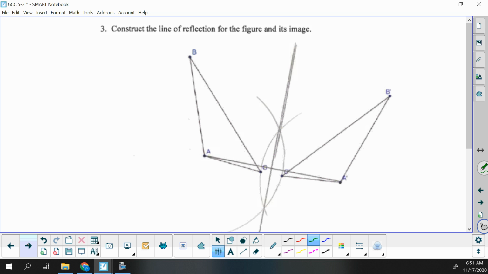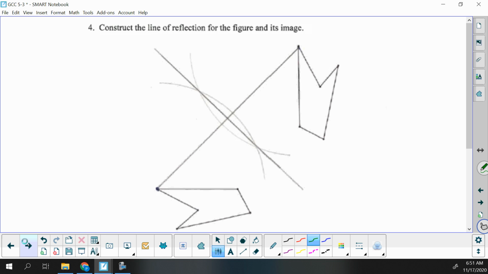Line of reflection: take any 2 points, the image and pre-image, draw a line between them, and do the perpendicular bisector. That perpendicular bisector is your line of reflection. There's another line of reflection, same thing. Now you didn't necessarily have to pick the same reference points that I did, just need to pick any 2 corresponding points and draw that line in. Or should I construct the line with the perpendicular bisectors?